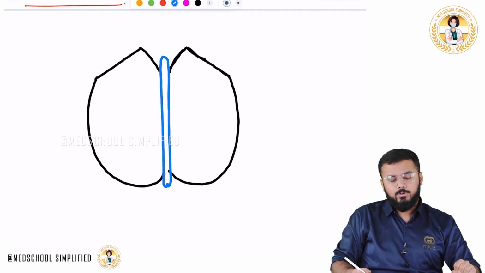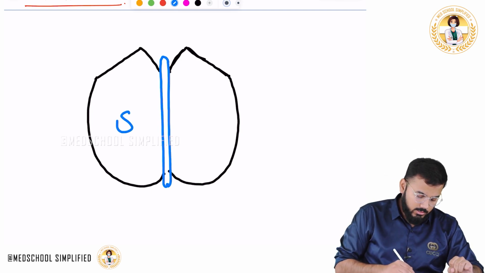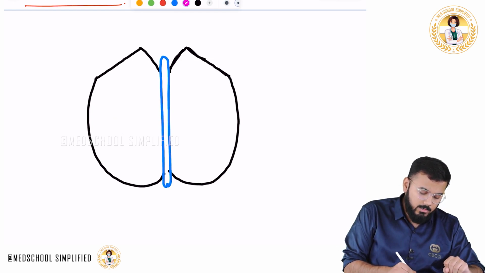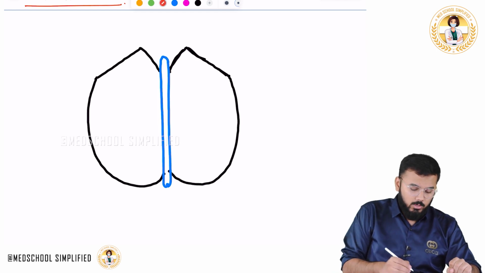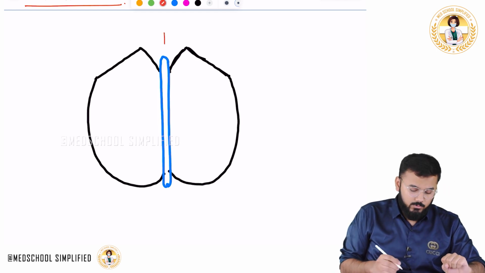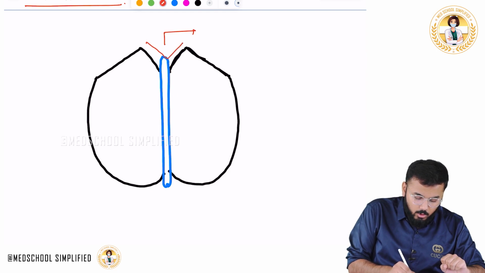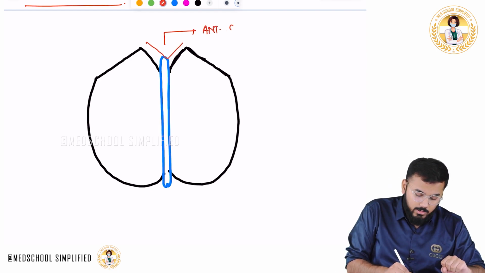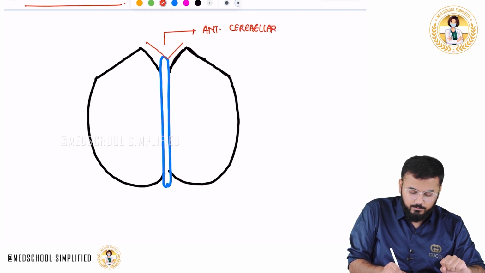This is your cerebellum from the superior surface, right? So, you see this is the superior surface of your cerebellum. Now, in this superior surface of the cerebellum, there are many important things you need to know. So, what are these important things? For example, this V-shaped notch here is called the anterior cerebellar notch.